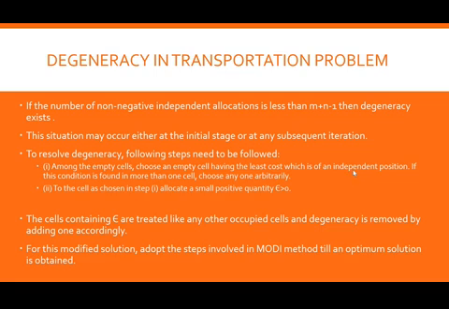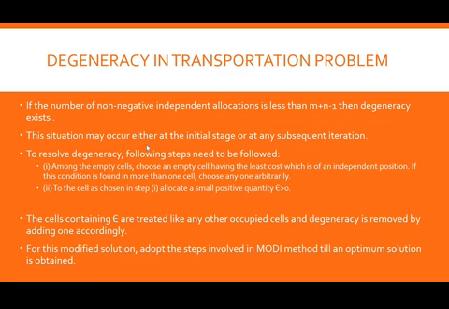Today, we'll be dealing with degeneracy in transportation problem. So, what is degeneracy and how to handle degeneracy is what we will be dealing in today's session. See, if the number of non negative independent allocations or the assignments that you have made in the transportation problem is less than m plus n minus 1, then it indicates degeneracy. That means then the degeneracy exists.